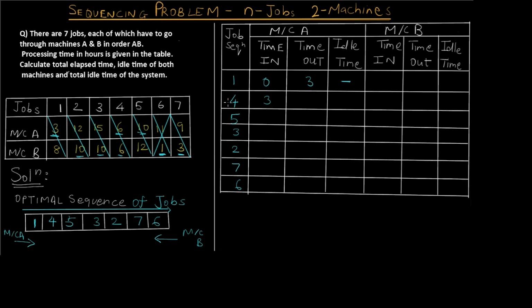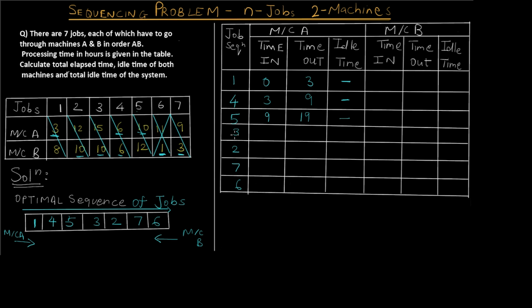So now job 4 at machine A. So we know job 4 at machine A is going to take 6 hours. So 3 plus 6 would give us 9. And again, there was no interruption, so there was no idle time. So let's move on to the next job, that is job 5 on machine A. So we know the job 5 on machine A is going to take 10 hours and it will start from 9th hour. So 9 plus 10 would give us 19 without any idle time.